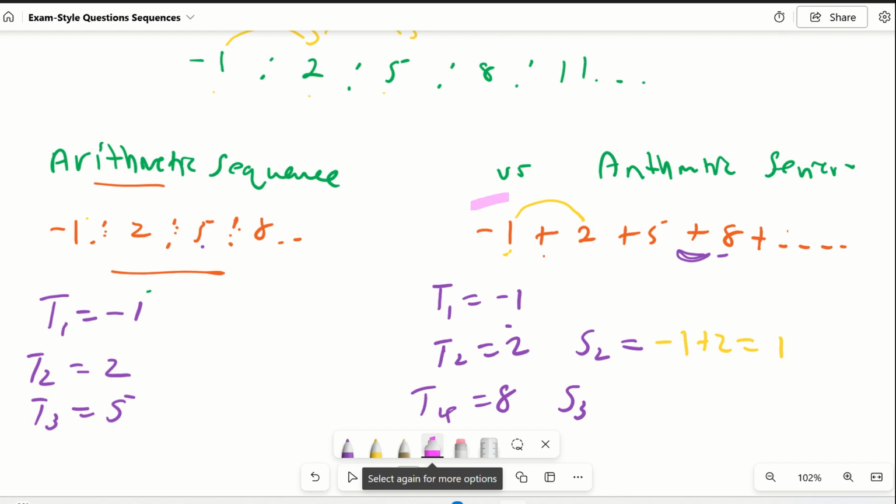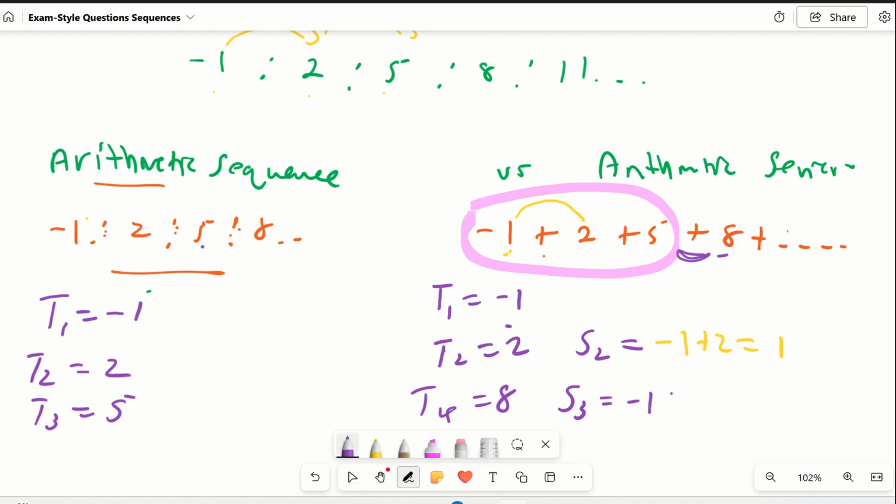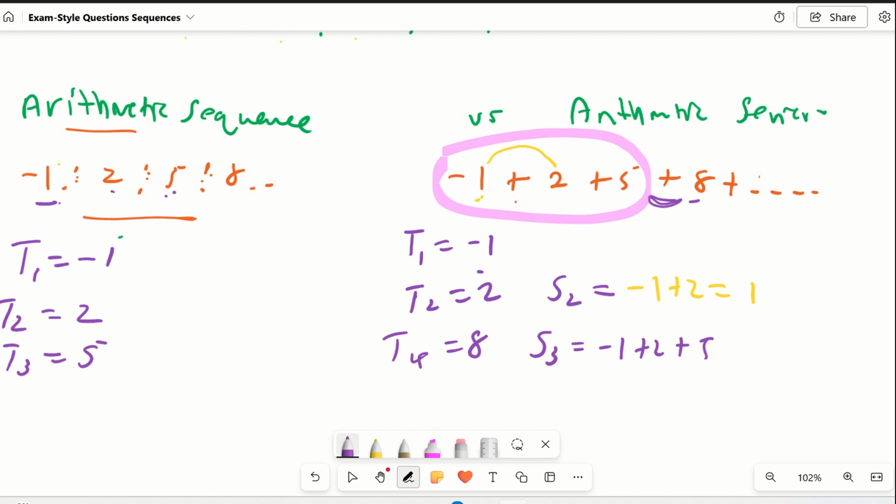If they ask you what is S3, that is the sum of the first 3 terms. You just copy as they appear like that. Then you go minus 1 plus 2 plus 5. Even if they ask you what is the S3 in this context, you just go the first 3 terms: minus 1, then you add the 2, then you add the 5. That is literally the same thing. This will give us an answer of 6. S4 would be minus 1 plus 2 plus 5 plus 8, which is 14.